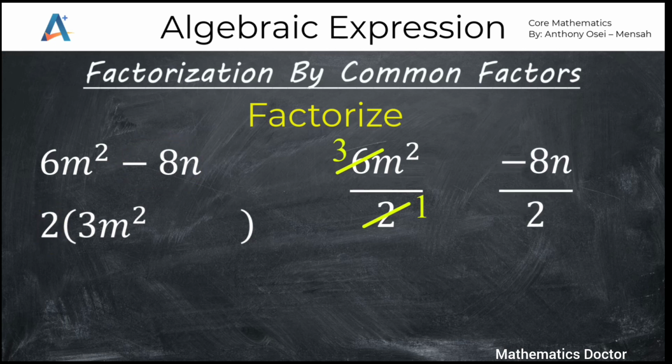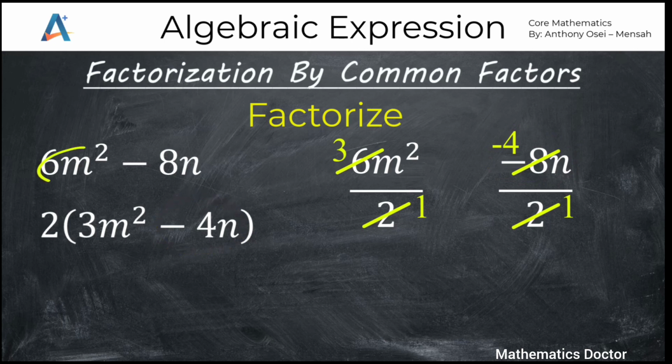Minus 8n divided by 2. 2 here, 1. 2 into 8 is 4. So we end up getting minus 4n as our common number. So minus 4n, which is the final answer. We put it here, minus 4n.